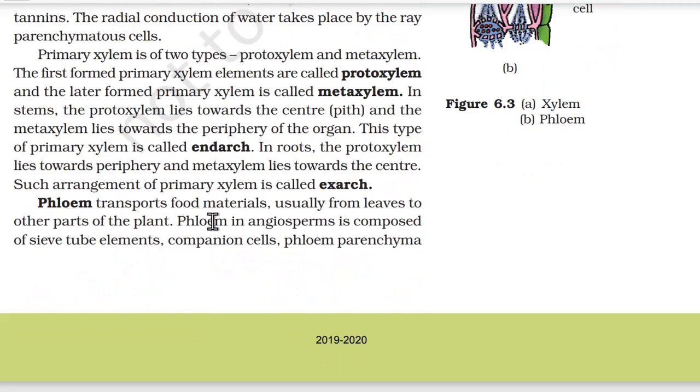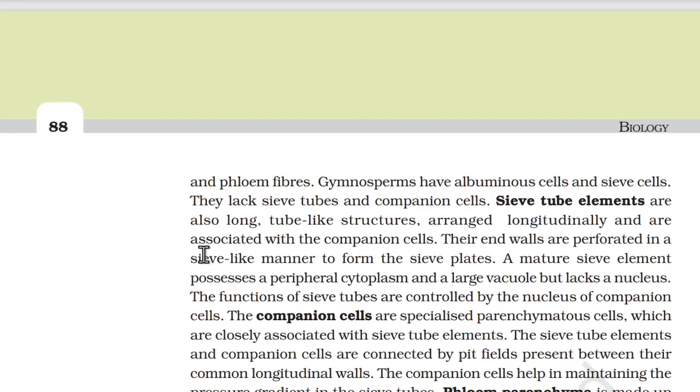Phloem transports food material usually from leaf to the other parts of the plant. Phloem in angiosperms is composed of sieve tube elements, companion cells, phloem parenchyma, and phloem fibers. Gymnosperms have albuminous cells and sieve cells. They lack sieve tubes and companion cells. Sieve tube elements are long, tube-like structures arranged longitudinally and associated with companion cells. Their end walls are perforated in a sieve-like manner to form sieve plates.